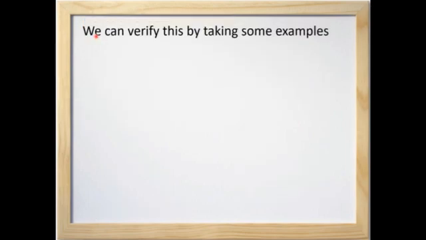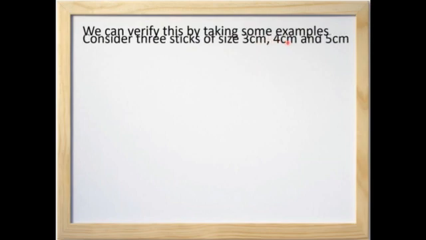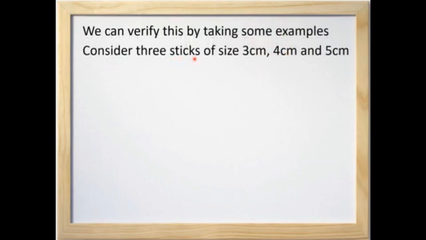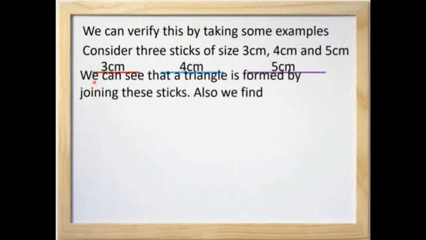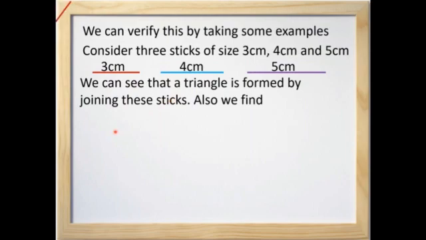Children, we can verify this by taking some examples. Consider three sticks of size 3 cm, 4 cm and 5 cm. Can you all see the sticks, children? Now join these three sticks such that a triangle is formed. Can you see this 3 cm stick?